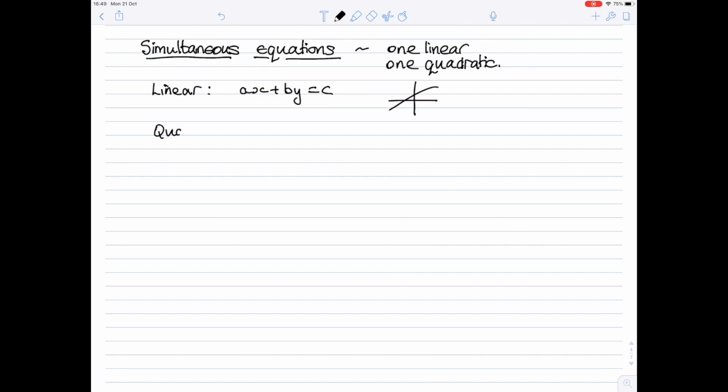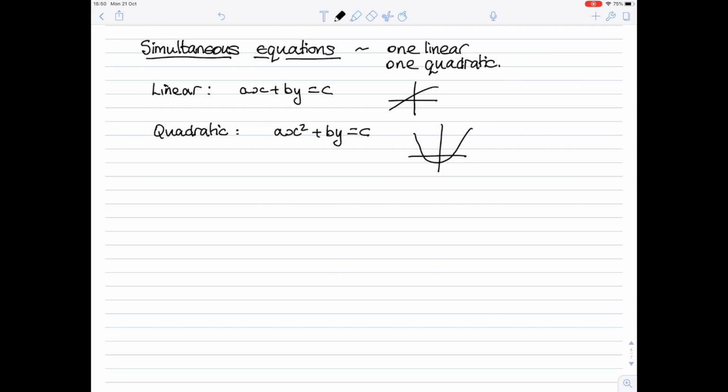A quadratic equation is one where there is a squared term. So a quadratic might be something like ax squared plus by equals c. So here the x term is squared, which makes it into a quadratic equation. If you were to sketch a quadratic, then it ends up looking in some form a bit like a U, which is called a parabola.